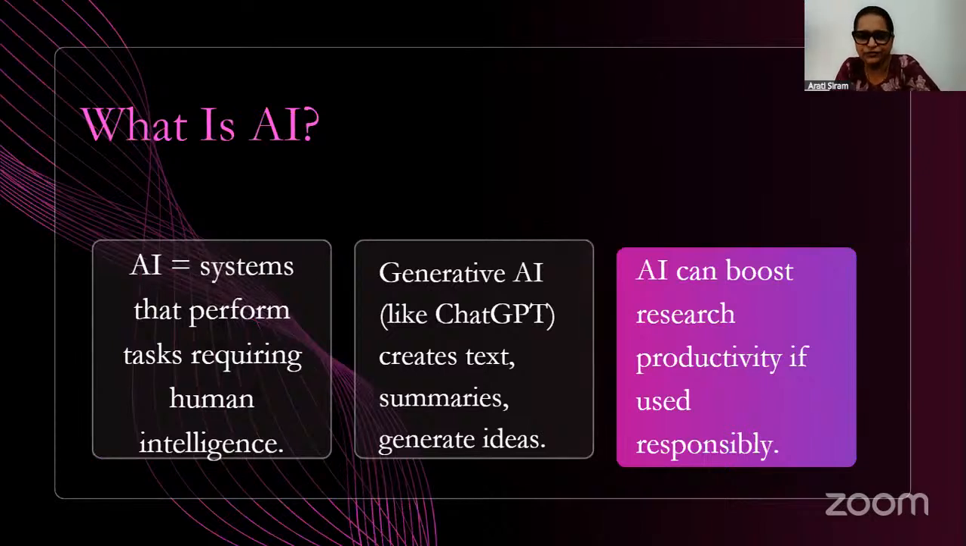What is AI? First, we'll see what is AI. So we'll start from the introduction and then get into the details of it. AI is a system that performs tasks requiring human intelligence. That is a general definition of AI. And there is a lot of generative AI that we saw, which actually helps us to generate ideas, create text, summarize, paraphrase, isn't it? And AI can boost research productivity if responsibly used, isn't it? So responsibility is another keyword that I just want to elaborate on here.